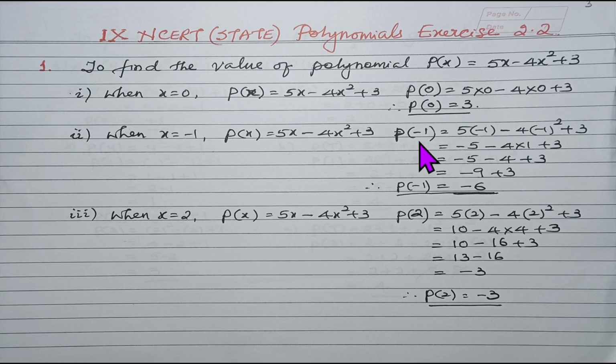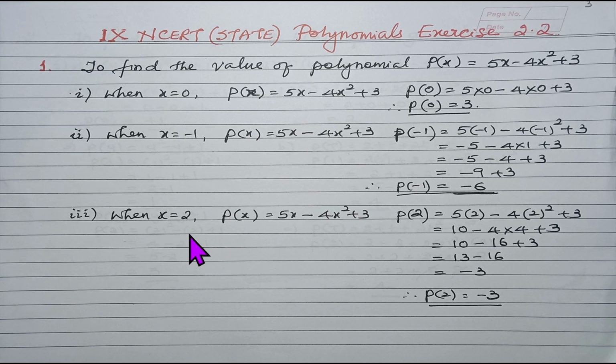When x is minus 1, put minus 1 wherever x is there. So 5 into minus 1 minus 4 times minus 1 square plus 3. Then plus into minus is minus 5. Minus 1 square is 1. So minus 4 into plus 1, therefore minus 4 into 1, and plus 3. So it will be minus 5 minus 4 plus 3, minus 9 plus 3, minus 6 is the answer for the value of the polynomial when x is equal to minus 1.